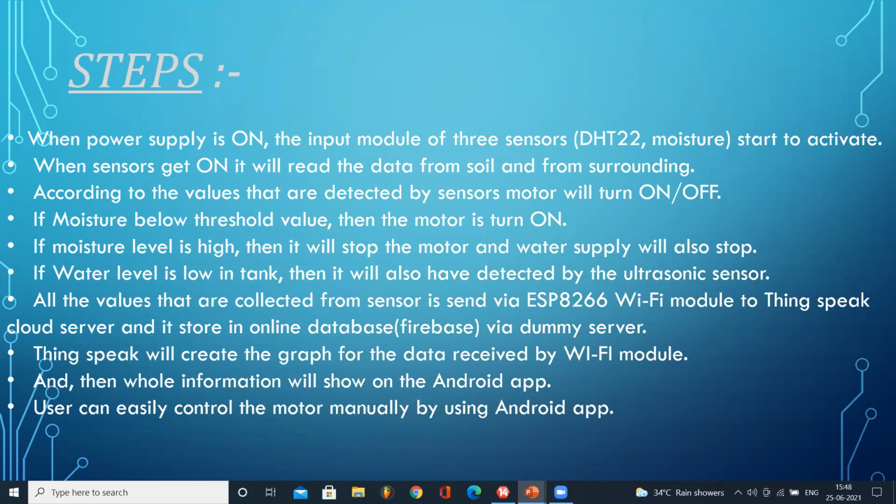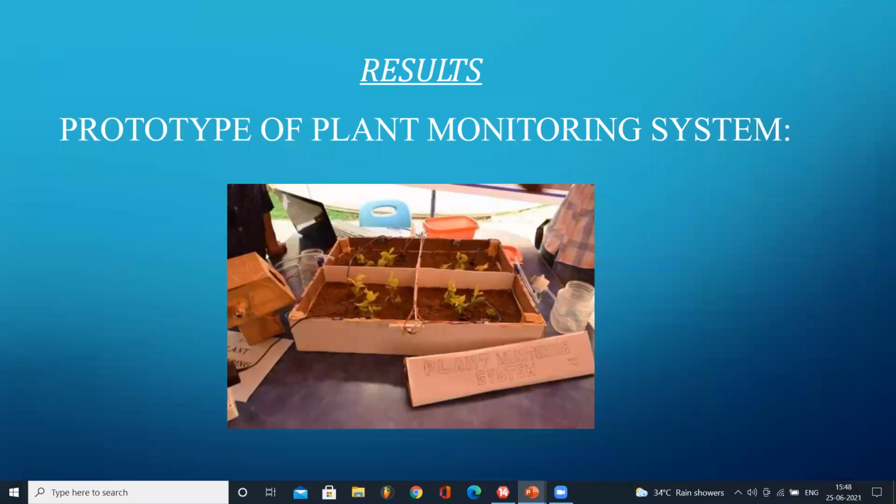Now, this ThingSpeak cloud server will create the graph for the data received by the Wi-Fi module, and then the whole information will show on the Android app. And the user can easily control the motor manually by using the Android app. Go on to the next slide. It's a prototype of the plant monitoring system, showing how it will look when the setup is done. Go on to the next slide.